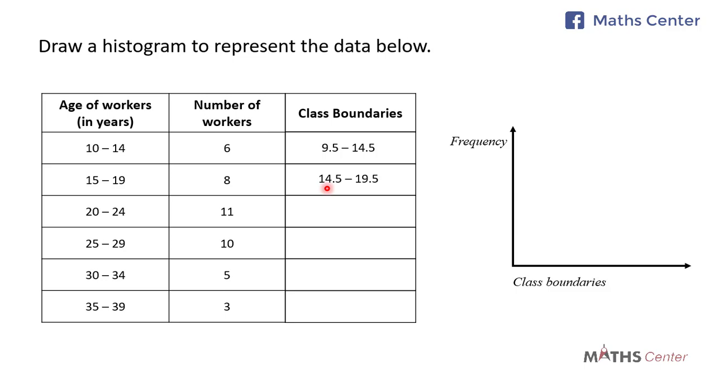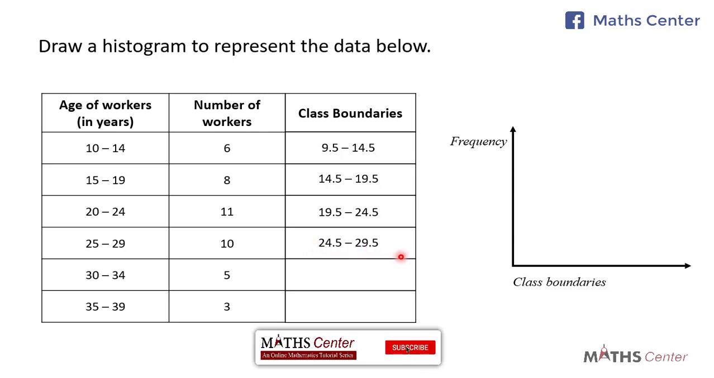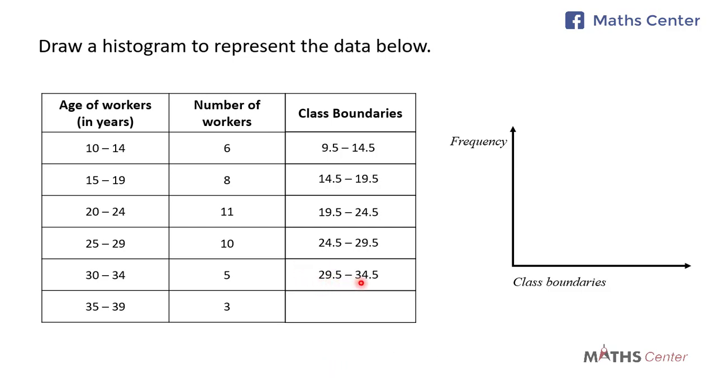The next one will be 14.5 to 19.5. The next one will be 19.5 to 24.5. And then the next one is 24.5 to 29.5. The next one is 29.5 to 34.5. And the last one will be 34.5 to 39.5. So we now have the class boundaries for all the classes. So we can now draw the histogram.